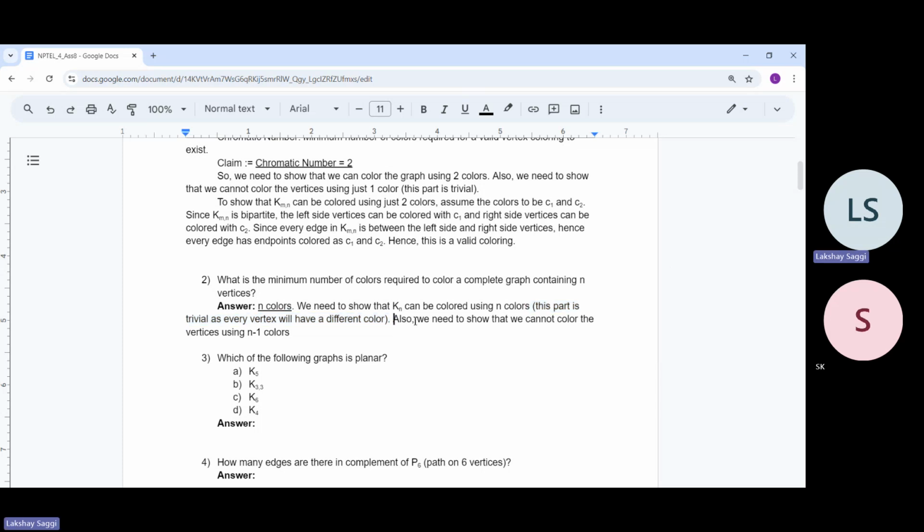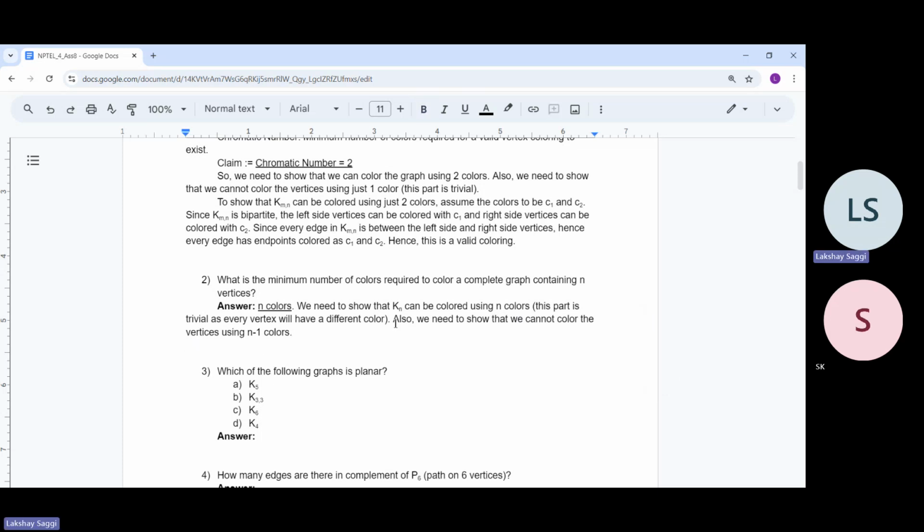So now we come to the second part, which is that we need to show that we cannot color the vertices using just n minus 1 colors. If we have n minus 1 colors, then we won't be able to color the vertices. How do we show this? To prove this, we can use contradiction.